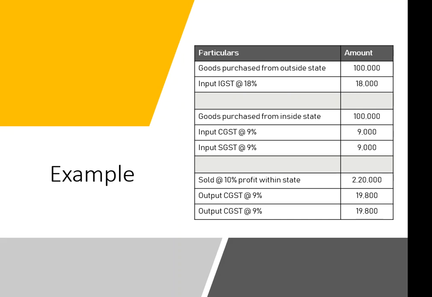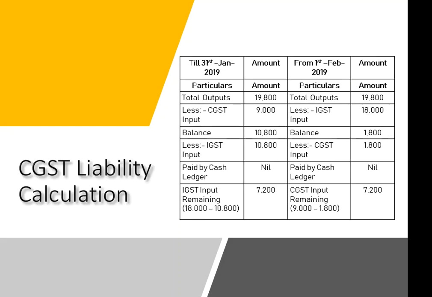In our next slide, till 31st January 2019, if you see the calculation, our total output tax was 19,800, from which we first adjusted the CGST input, which was 9,000 only, and the balance was adjusted through IGST input.